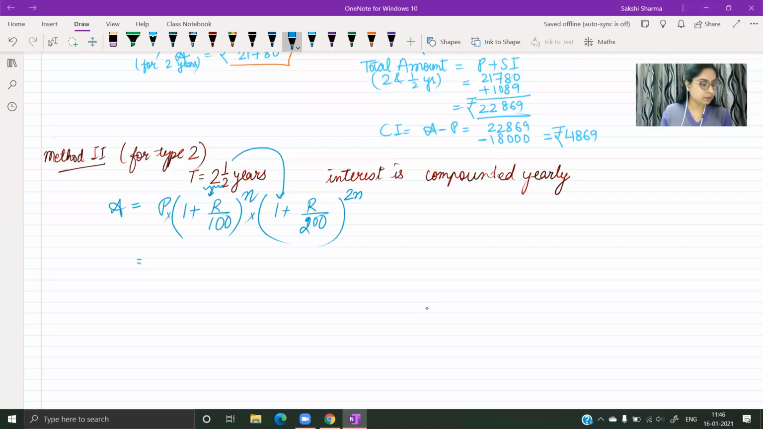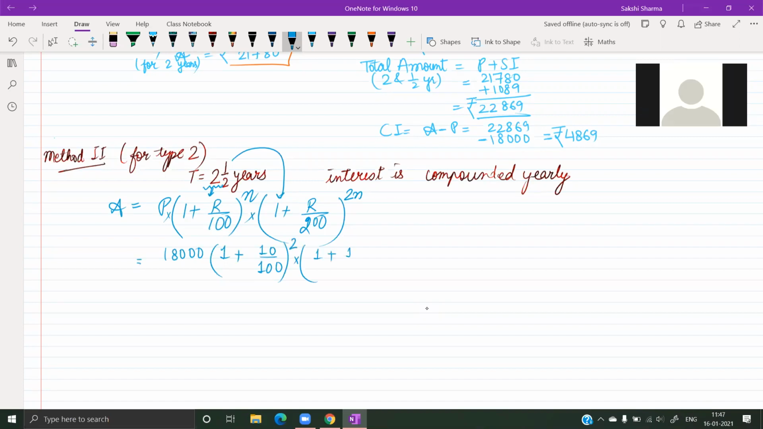So your principal for this question was 18,000 in the brackets 1 plus the rate of interest is 10 over 100. N will be 2. For 2 years, this is the simple formula. Multiplied with 1 plus 10 by 200. Now in the power 1, multiplied by that half year.